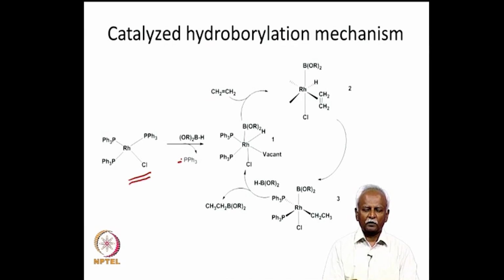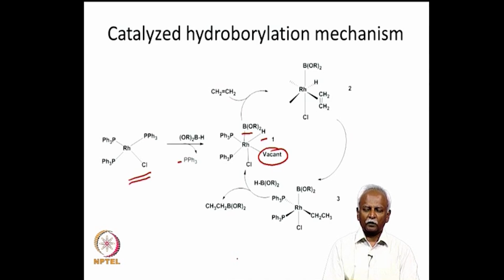So, the BH bond is oxidatively added, and if you remember the oxidative addition that we have discussed, this falls in the class of molecules where the polarity difference between B and H is not very large, and so a cis addition is called for. So, we will have a cis addition of the boron and the hydrogen to the rhodium, and since we have lost the PPh3 molecule, you have this vacant coordination sphere in which we can coordinate a molecule of the olefin.